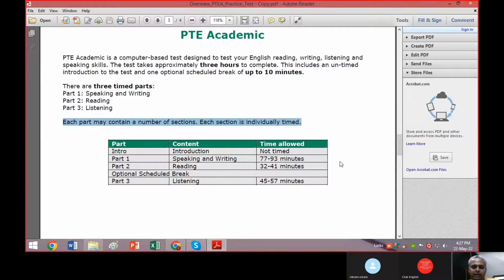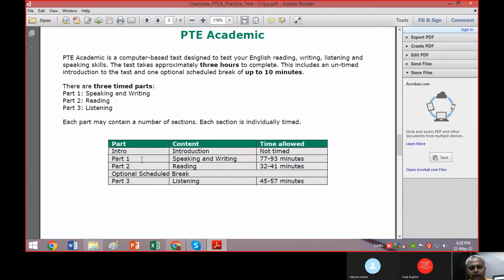Why? Because each type of task has a different time. Sometimes it would be 1 minute 30 seconds, sometimes 1 minute. So the overall time duration can change. As you can see, there is an introduction part, which is not timed. The introduction is just a warm-up, so you don't need to worry about it. It is there in the test, but you have to tell the students that they don't have to worry about it because the introduction is not timed.